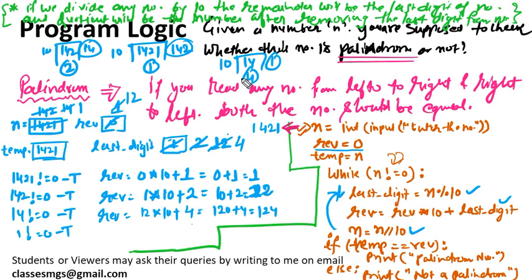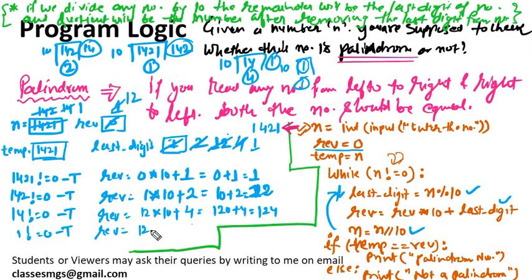Last digit will be fetched. If we divide number 1 by 10, the remainder will always be 1. I have already told you, if the dividend is less than the divisor, then the remainder will always be the dividend, meaning a small number. So 1 will be the last digit. Next time reverse will equal what?